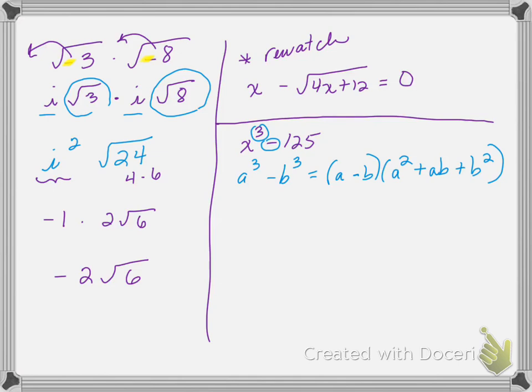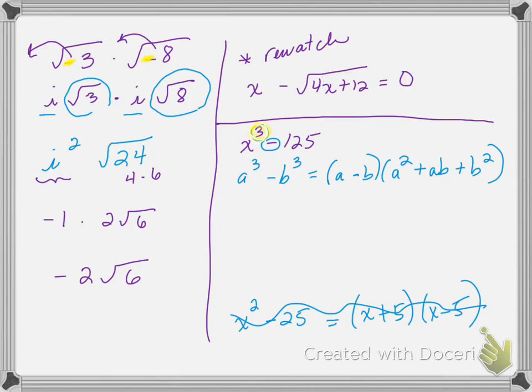If it was a difference of squares, like if this was x squared instead of x cubed, then you could use the other formula. So, like x squared minus 25, for example. That factors into x plus 5, x minus 5, right? But this is not a squares problem. This is a cubed problem, right?